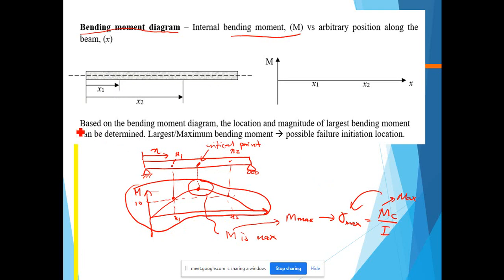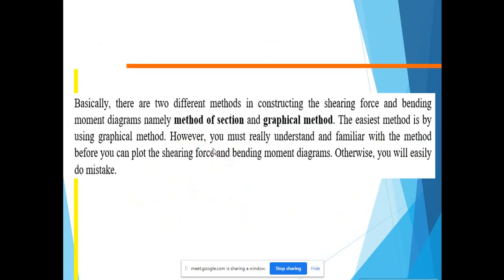Alright, so I just read this sentence. Based on the bending moment diagram, the location and magnitude of the largest bending moment can be determined. The largest, maximum bending moment basically is equal to the possible failure initiation point. That's why we need to know the location of the largest or maximum bending moment.